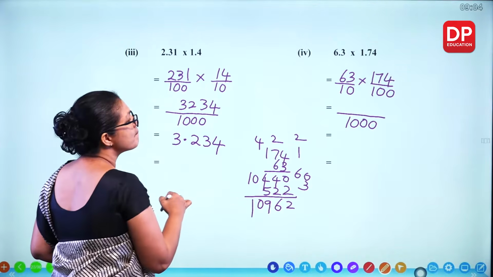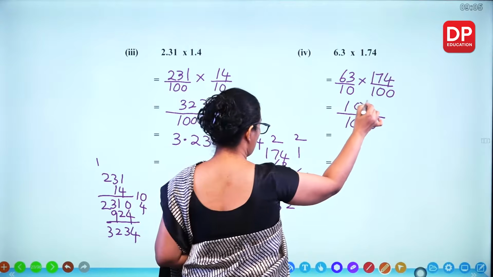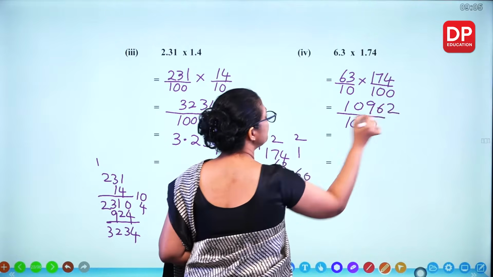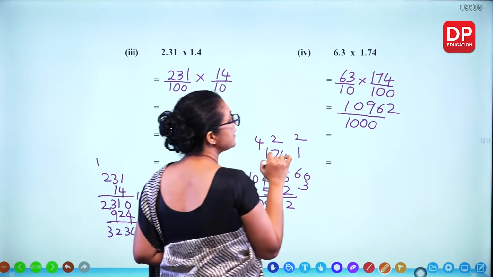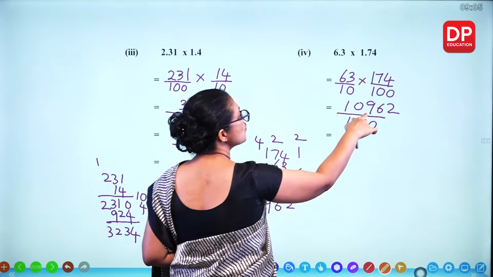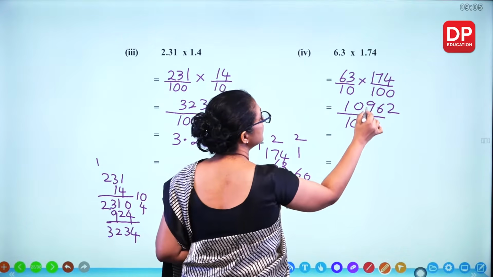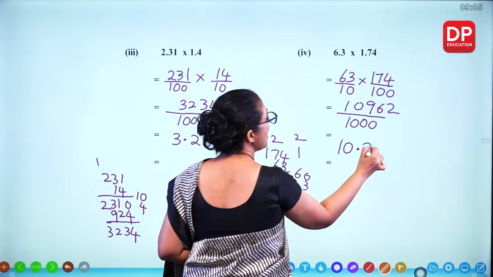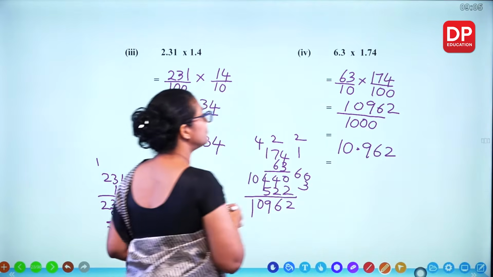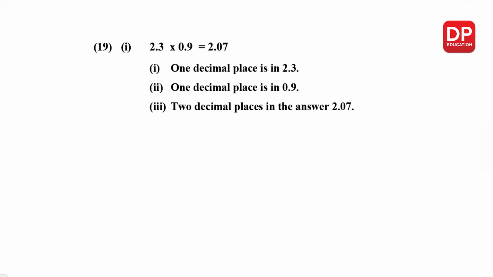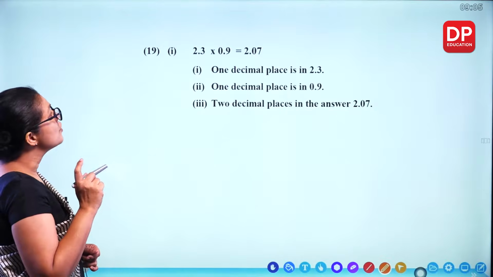6901. So you get 10962. Divide by 1000, 3 places to the left. Move the decimal point. So what's the answer? 10.962. Now look at another method.